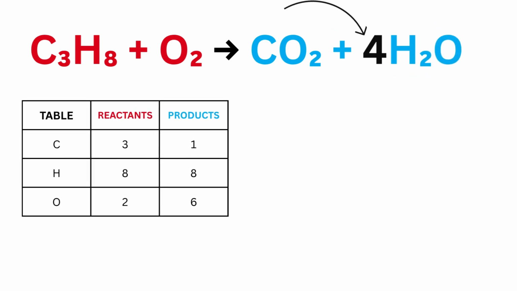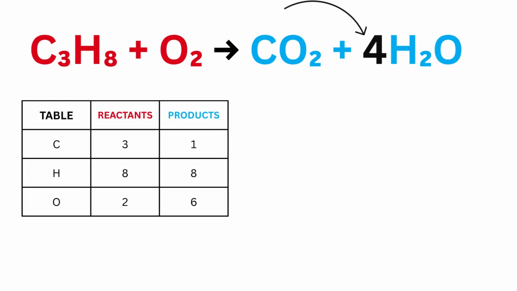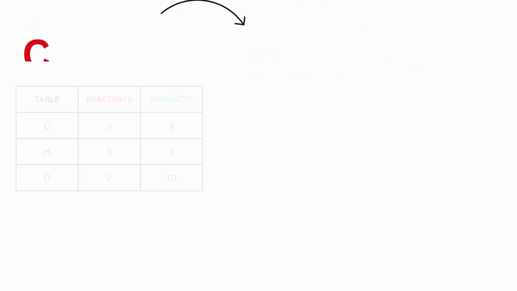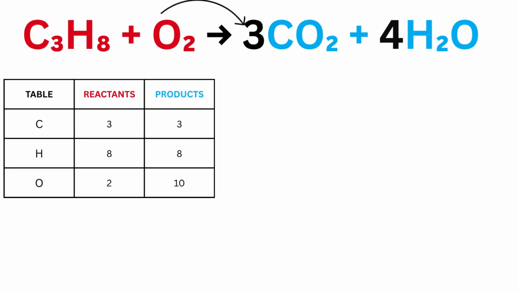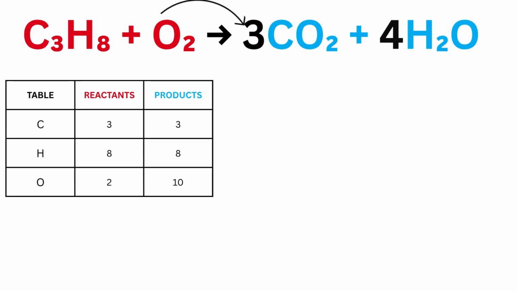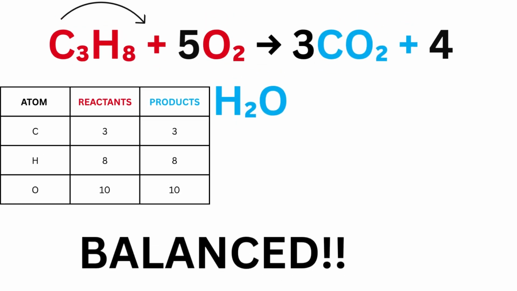First, we assign a coefficient of 4 to the H2O molecule on the product side. This increases the counts of hydrogen and oxygen atoms to 8 and 6 respectively, which in turn balances the hydrogen atoms on the reactant and product side. Next, we assign a coefficient of 3 to the CO2 molecule. This step increases the number of carbon and oxygen atoms to 3 and 10, respectively, thereby balancing the carbon atoms on both sides of the equation. Now only the oxygen atoms remain unbalanced. To mitigate this, we assign a coefficient of 5 to the diatomic oxygen on the reactant side. Now our equation is balanced.